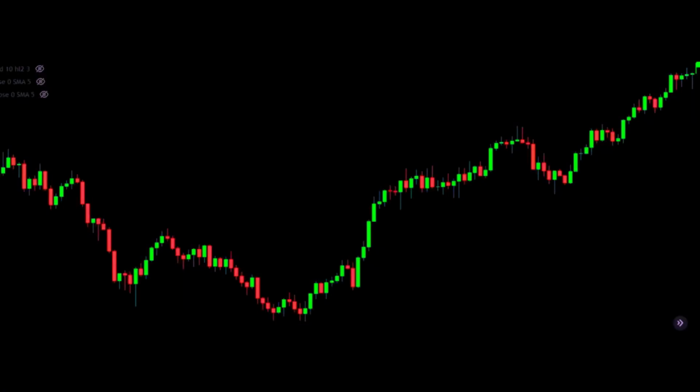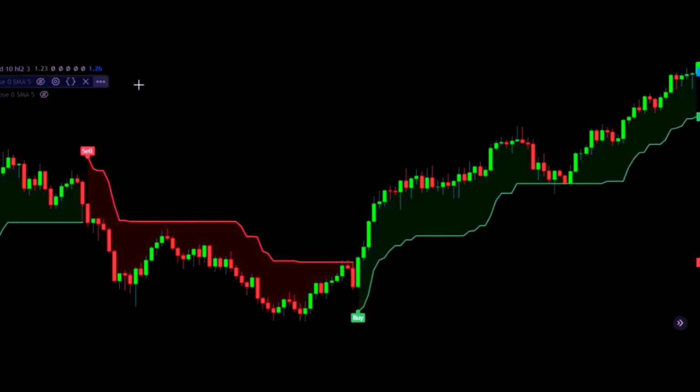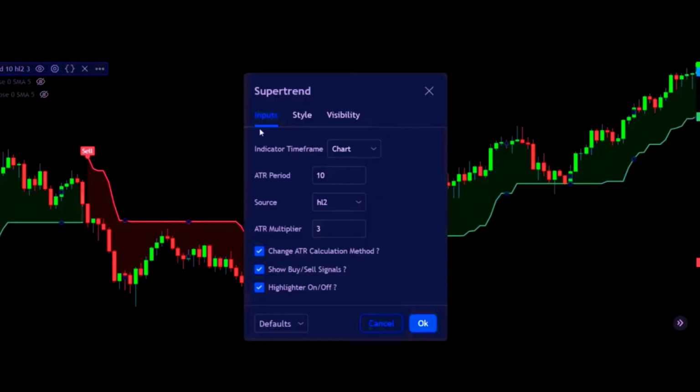Super trend and EMA crossover trading strategy. In this, we will use 3 indicators. First will be the super trend, its setting is the default. We are not making any changes in that setting. The ATR 10 and the multiplier 3.